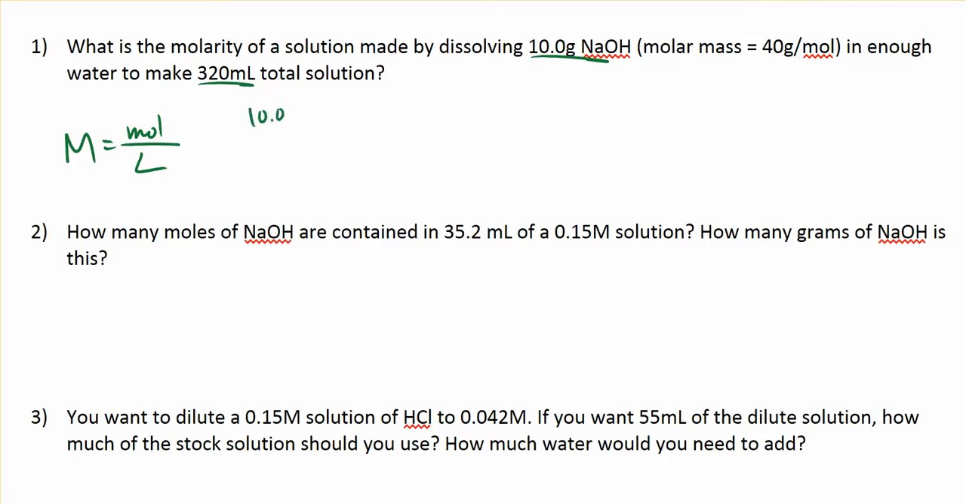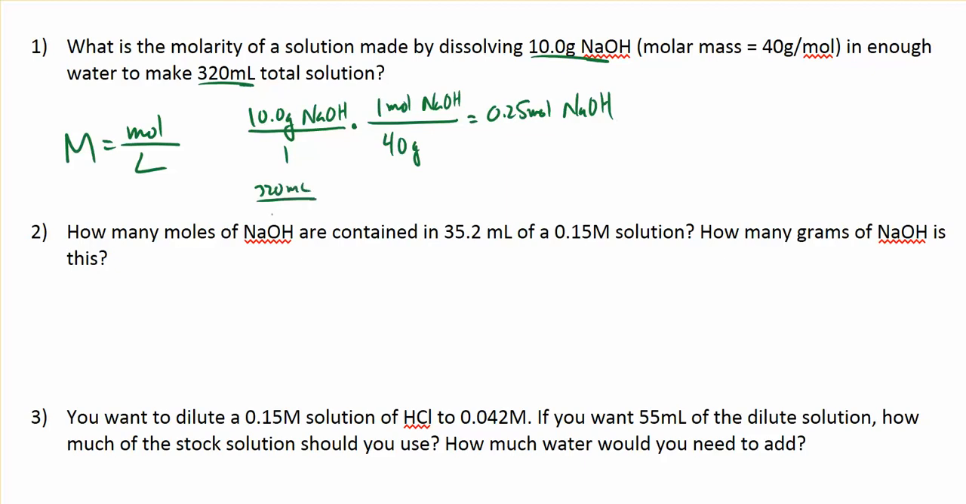10 grams of NaOH over 1 times 1 mole of NaOH per 40 grams, that's the molar mass, means that we have 0.25 moles of NaOH. 320 milliliters of solution times 1 liter per 1,000 milliliters means that the solution is 0.32 liters.